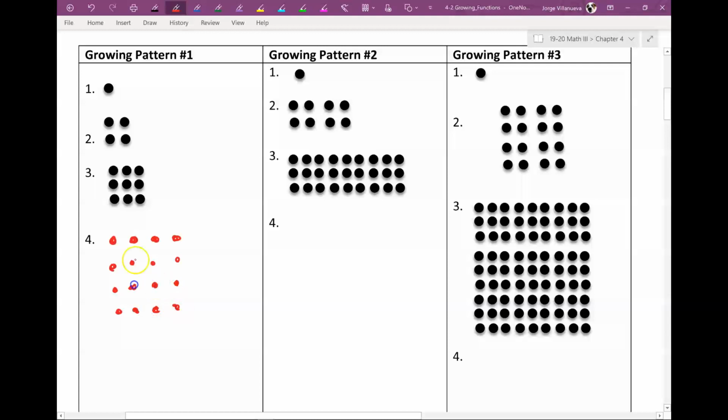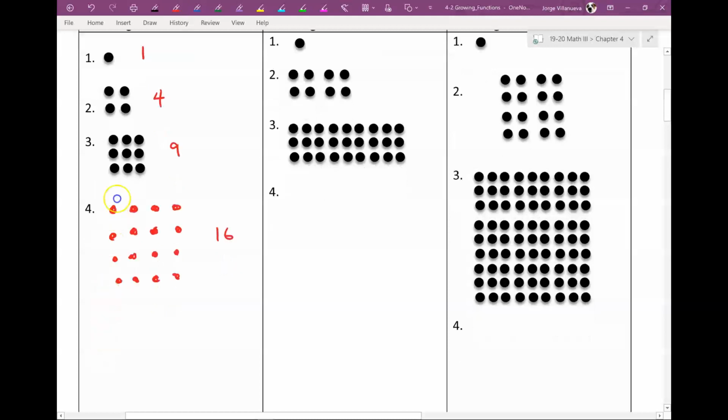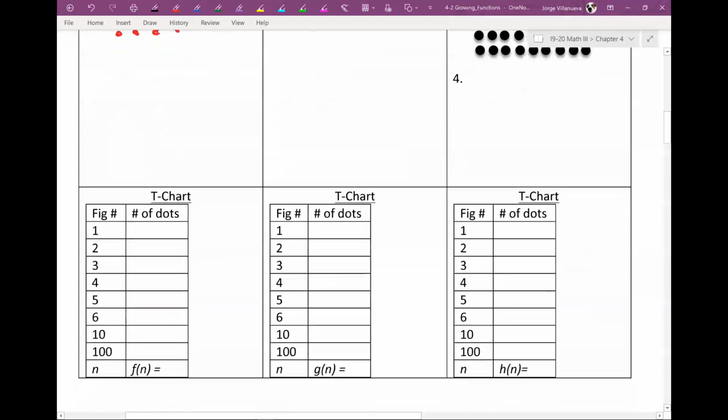So they tell us to fill out the table. By filling out the table, I need to figure out a numerical value to put in there. For the first one there was 1 dot, and for the second one there are 4 dots. The third one has a total of 9 dots, and the fourth one has 16. Right, a total of 16 dots. I'm going to go down to the very bottom really quick. Figure number 1 had 1 dot, the second one had 4, the next one had 9, and the one after that had 16.